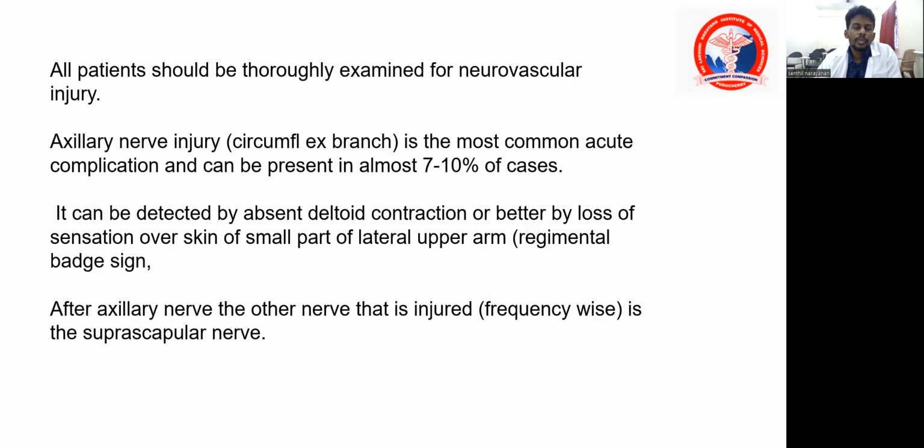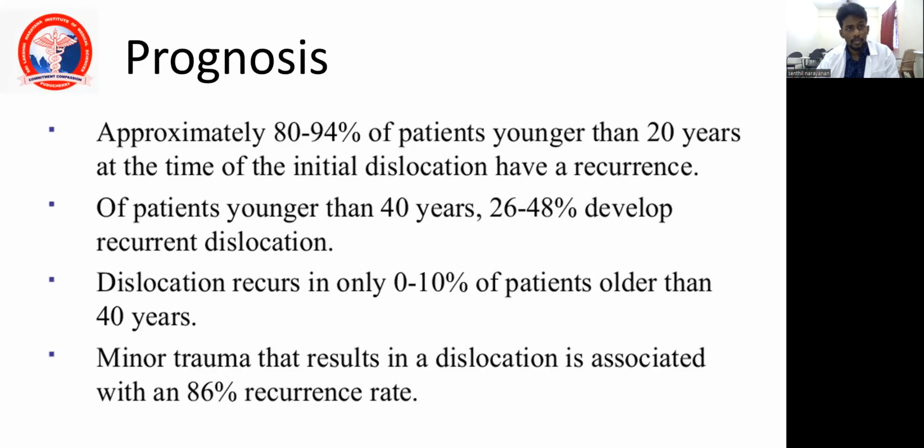All patients should be thoroughly examined for neurovascular injury, mainly axillary nerve injury, where we see the regimental badge anesthesia. That is the most common acute complication, present in 75% of the cases. It can be detected by absent deltoid contraction or, better, by loss of sensation of the skin over a small part of the lateral upper arm, the regimental badge area. After the axillary nerve, the other nerve that is frequently injured is the suprascapular nerve.